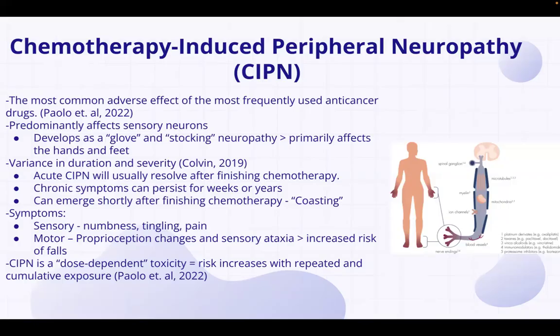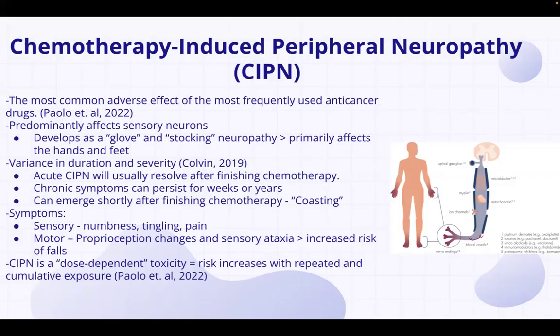And in very small cases, it can also emerge shortly after finishing chemotherapy. So the symptoms won't appear during the duration of the treatment, but they will after stopping it, which is interesting. And this phenomenon is called coasting. Symptoms of CIPN can be divided into sensory and motor.